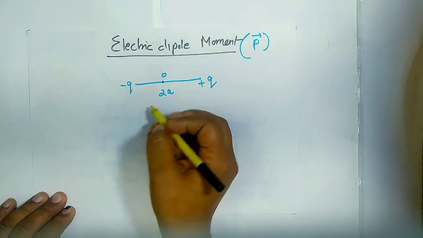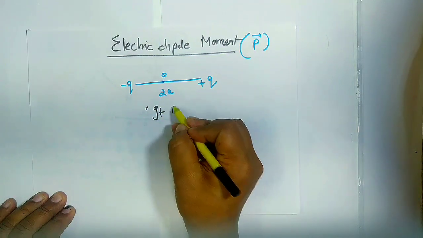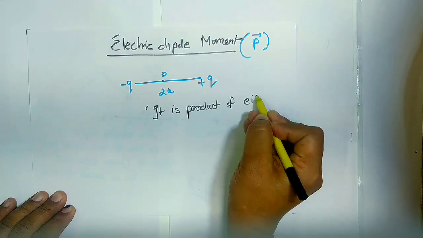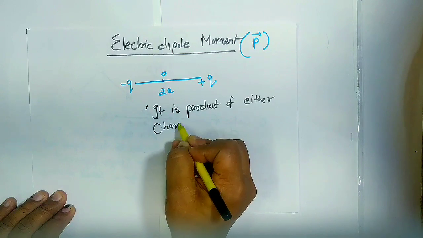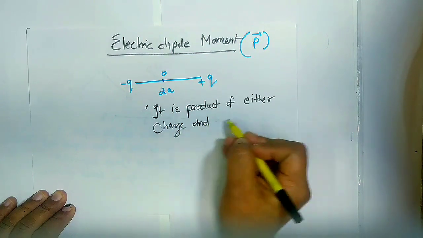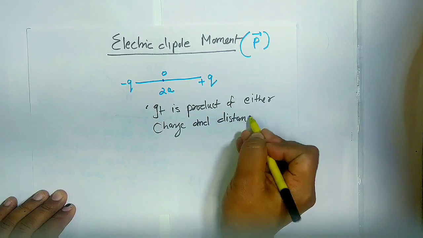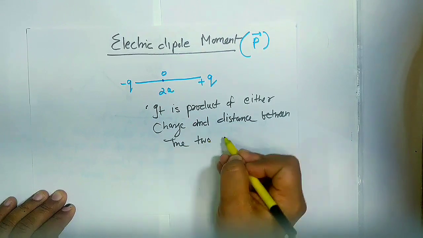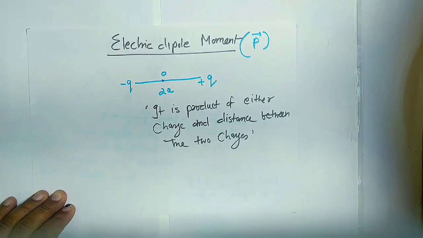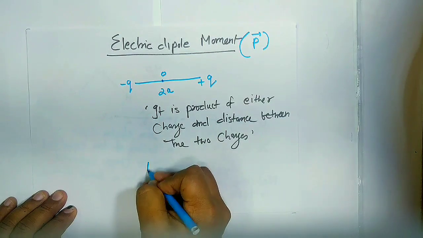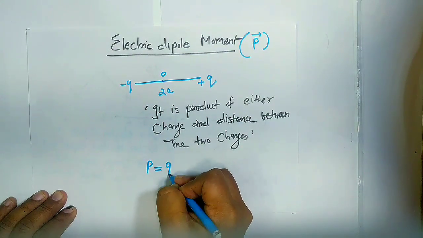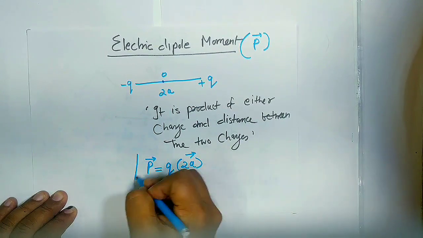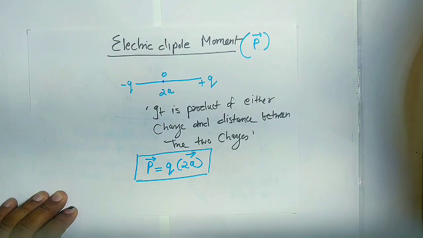Now there is a word dipole moment, and dipole moment is a vector quantity. What is a dipole moment? It is the product of either charge and the distance between the two charges. Simple. So if I ask you how you are going to define a dipole moment, p is q into 2a, and it's a vector quantity.